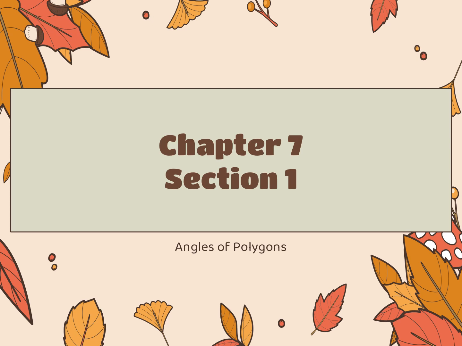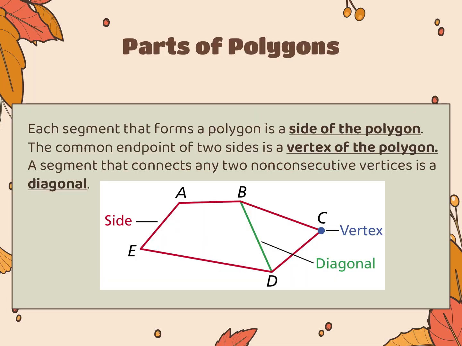So today we're going to cover Chapter 7, Section 1. Today we are going to learn about angles of polygons. So the first thing we need to do is define or understand the different parts of the polygon. Now technically we've already seen all of these parts in triangles, but these same parts that we've seen in a triangle can now apply to any polygon.